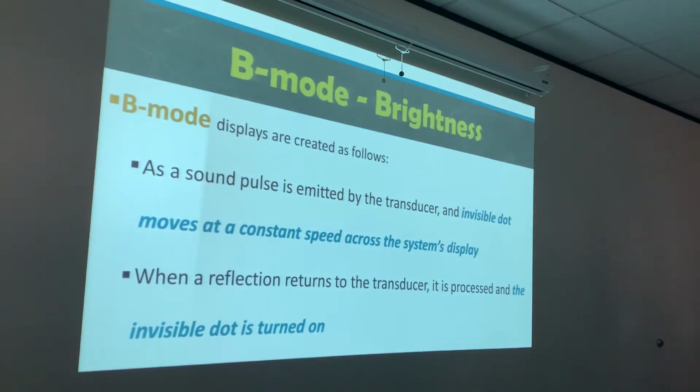B mode, or brightness mode, displays are created as follows. B mode is the basis of what we do every day. When we're taking our grayscale imaging, that's also known as B mode or B scan imaging. It works the same way. As a sound pulse is emitted by the transducer, an invisible dot moves at a constant speed across the system display. When a reflection is returned to the transducer, it is processed, and the invisible dot is turned on into a shade of gray, basically.